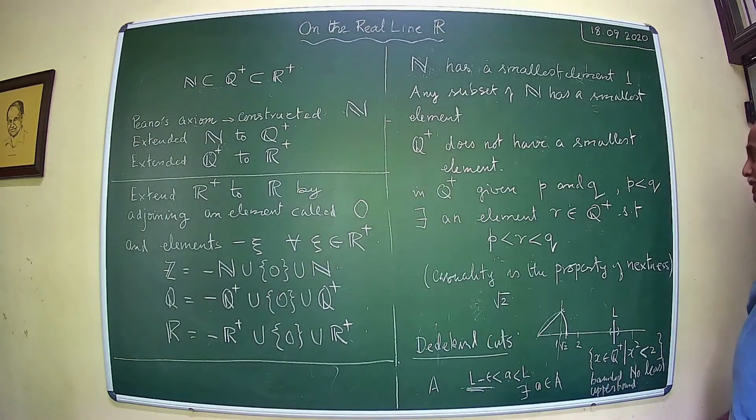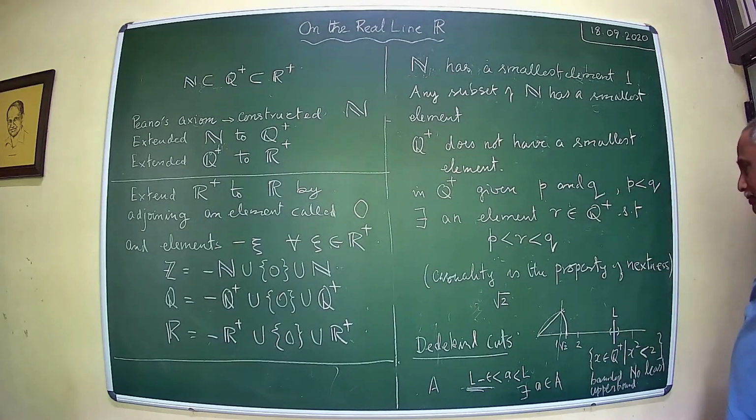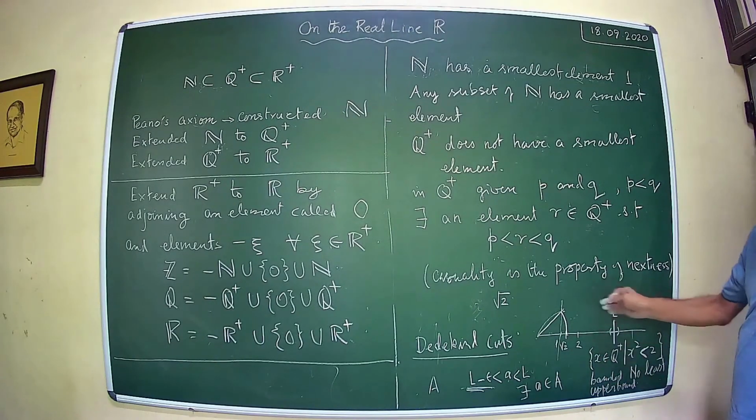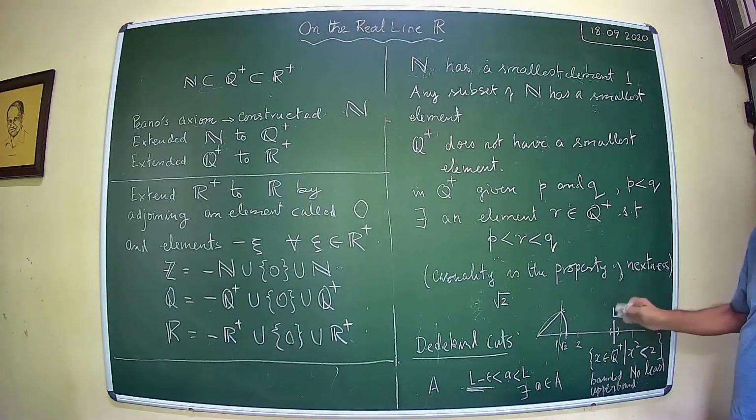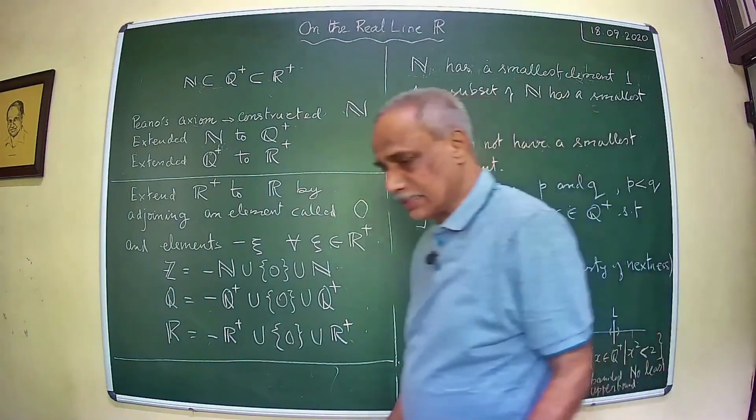So R plus has the least upper bound property. So also when you extend it to R, it has the least upper bound property, or in other words, all the gaps have been filled. Okay, this is what you mean by completeness of the line. So it was incomplete earlier, in the sense that there were some holes. Those holes have been plugged. Okay, so that's the least upper bound.